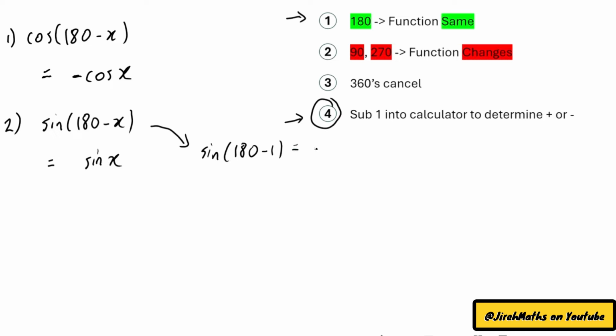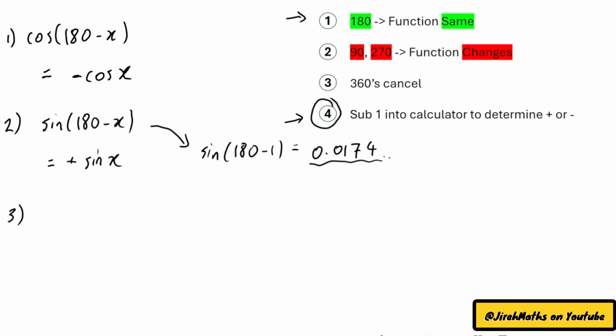We get 0.0174... So that's a positive. So you don't need to write this down. You can just plug it into your calculator and see if it is a positive or a negative. Since that's a positive, sine 180 minus x simplifies to positive sine x.